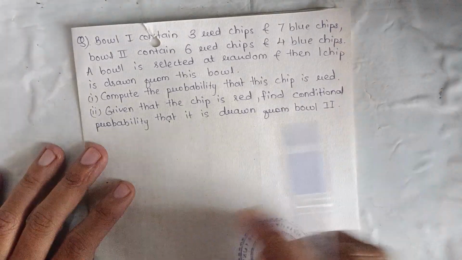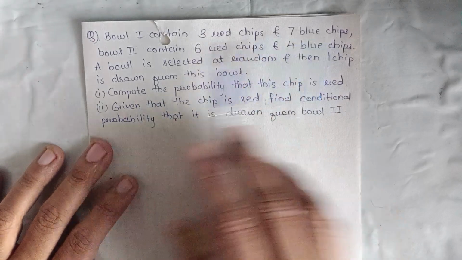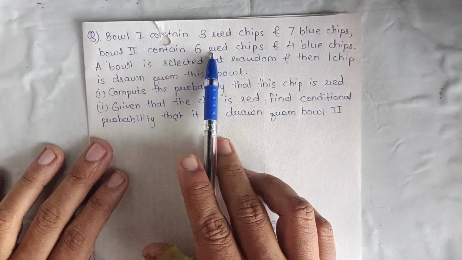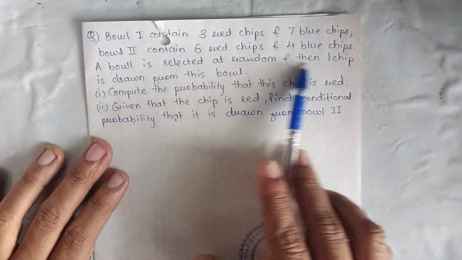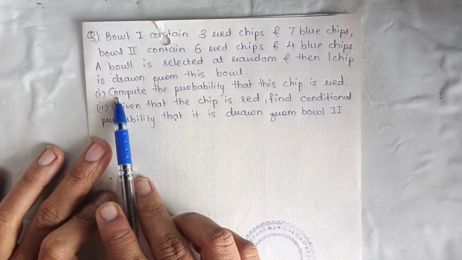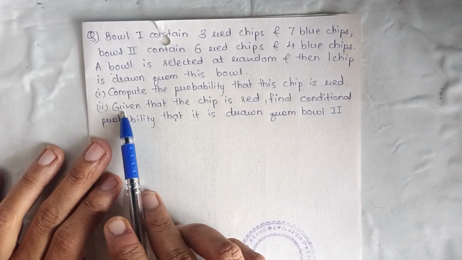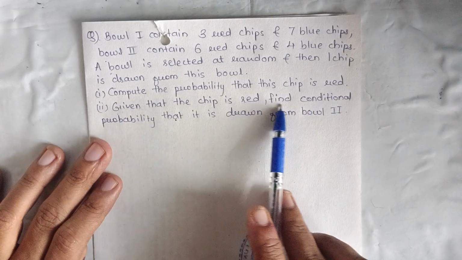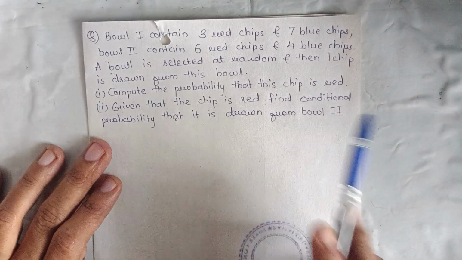So this is a question. Bowl 1 contains 3 red chips and 7 blue chips. Bowl 2 contains 6 red chips and 4 blue chips. A bowl is selected at random and then one chip is drawn from this bowl. Compute the probability that this chip is red, and second, given that the chip is red, find the conditional probability that it is drawn from bowl 2.